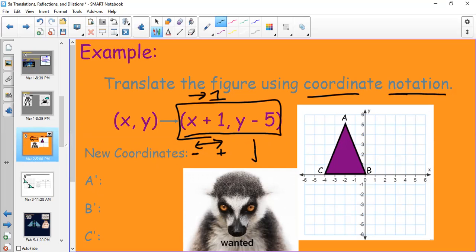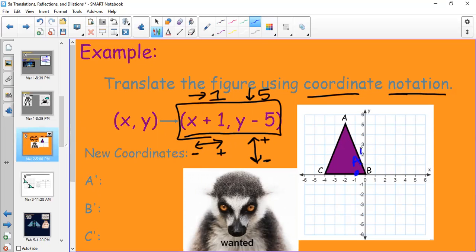Your y-axis goes up and down. If we go down, we're going towards the negatives. Up, we're going towards the positives. So since this is a y minus 5, we're going to go down 5. So we're going to go ahead and move this shape right 1 and down 5.